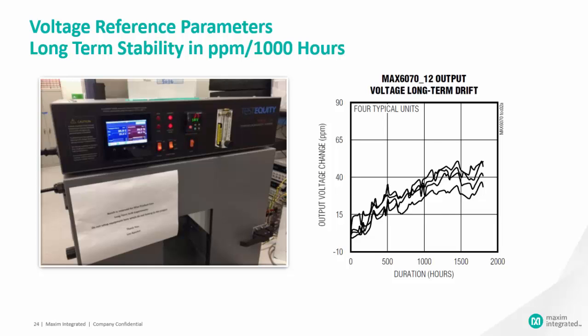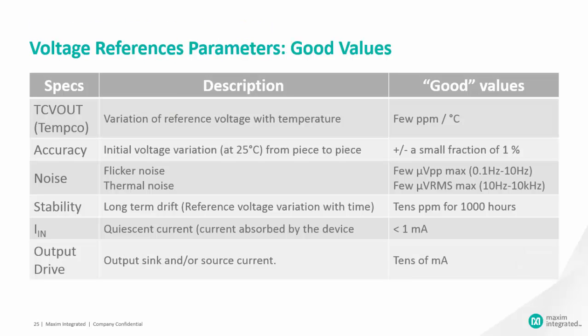Since long-term drift is becoming more and more important, Maxim is extending the test beyond 1,000 hours, at least for the ultra-low tempco and low-power versions like MAX6070. We're also in the process of extending this test to 10,000 hours for selected devices. Please contact us if you'd like to find out more. In addition to temperature coefficient and accuracy, there are other parameters that contribute to voltage reference performance. Current consumption, drive current, supply voltage range, package, and cost are all factors influencing part selection.